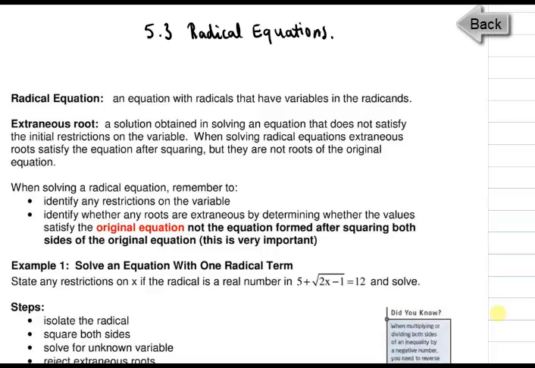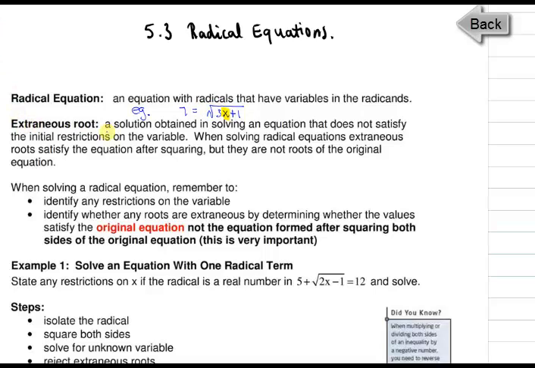So our last section is 5.3, solving radical equations. A radical equation is an equation with radicals that have variables in the radicand. So an example would be something like 7 is equal to the square root of 3x plus 1. So you notice you have a variable inside the square root.